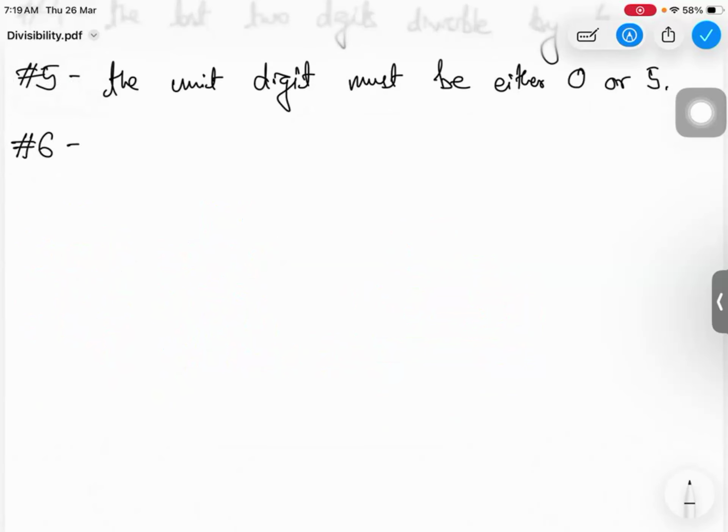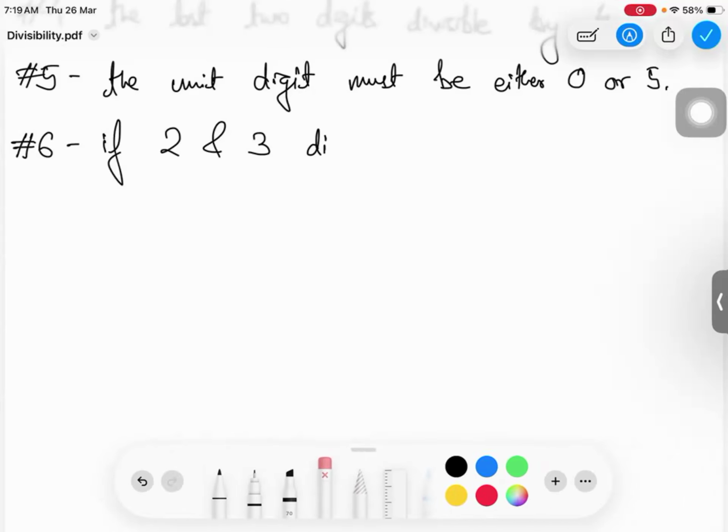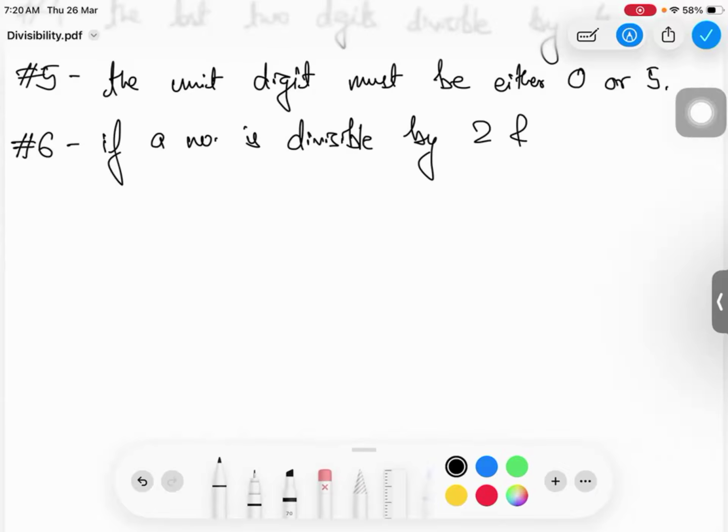All right, so simple. If a number is divisible by 2 and 3, it is divisible by 6. I think this is very clear.